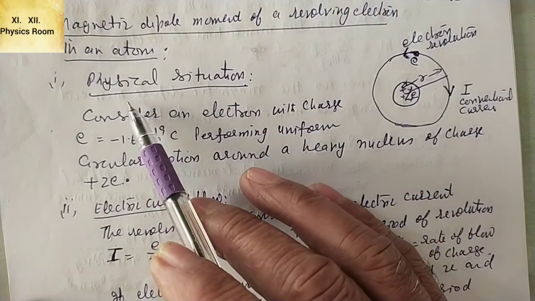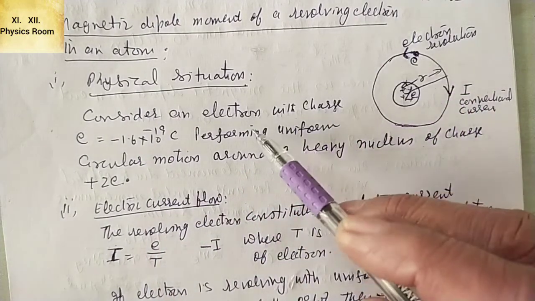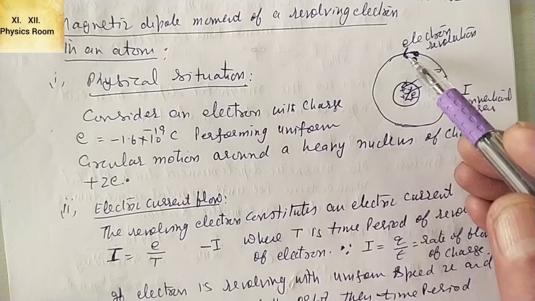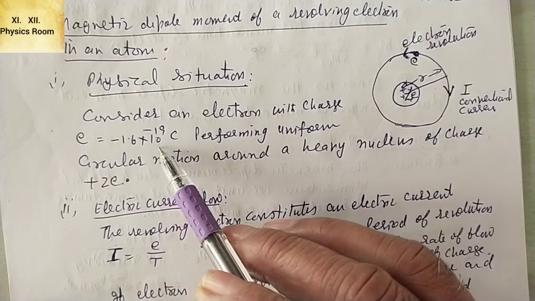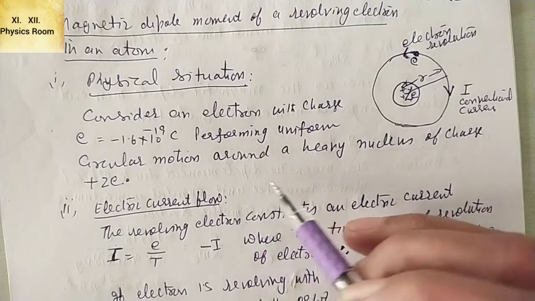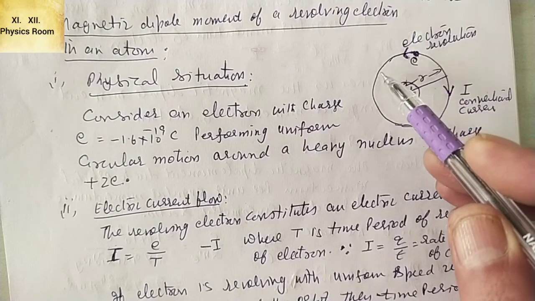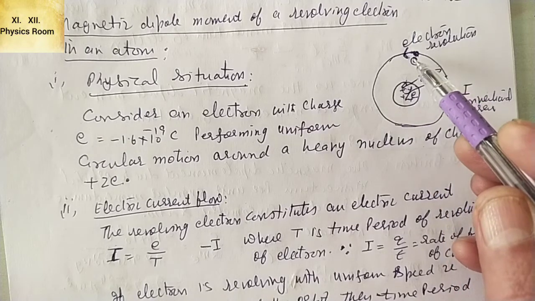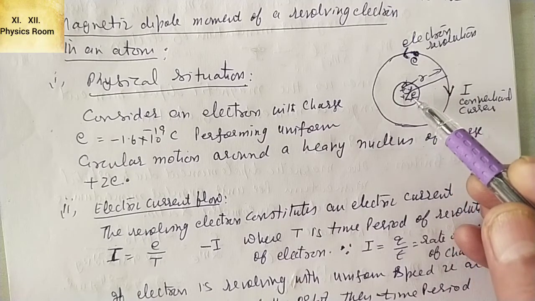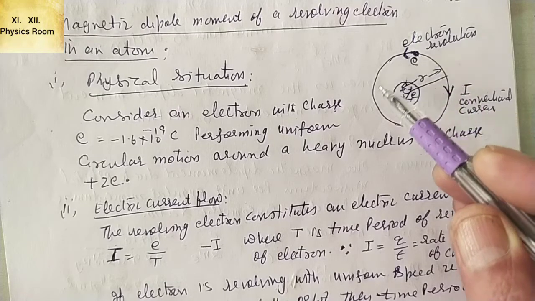So let us develop a physical situation. Consider an electron with charge e equal to minus 1.6 into 10 raised to power minus 19 coulomb, performing uniform circular motion around a heavy nucleus of charge plus Ze. This is the nucleus of an atom having charge plus Ze, and this is the electron revolving around the nucleus.